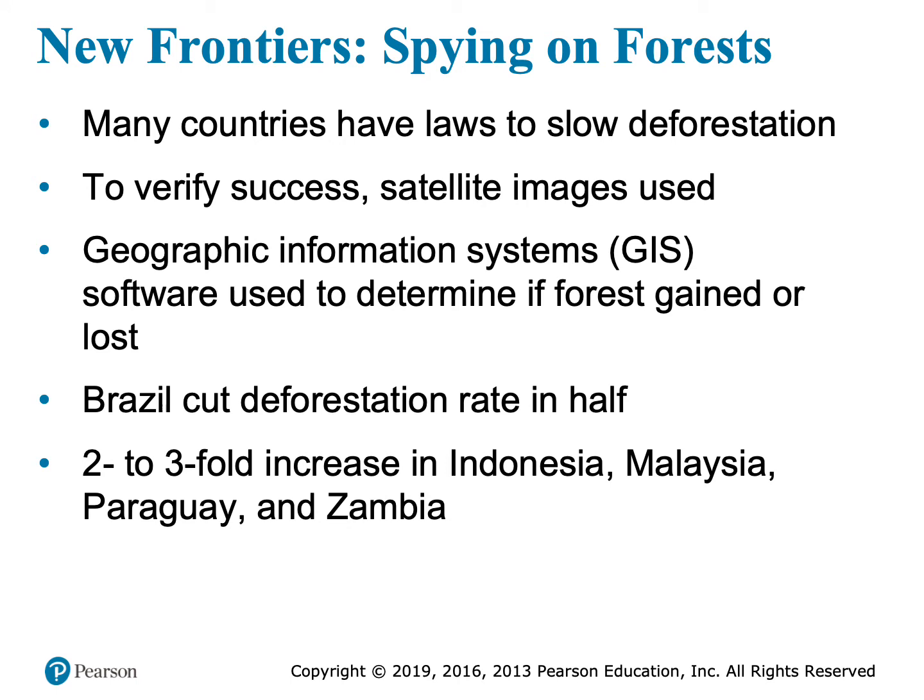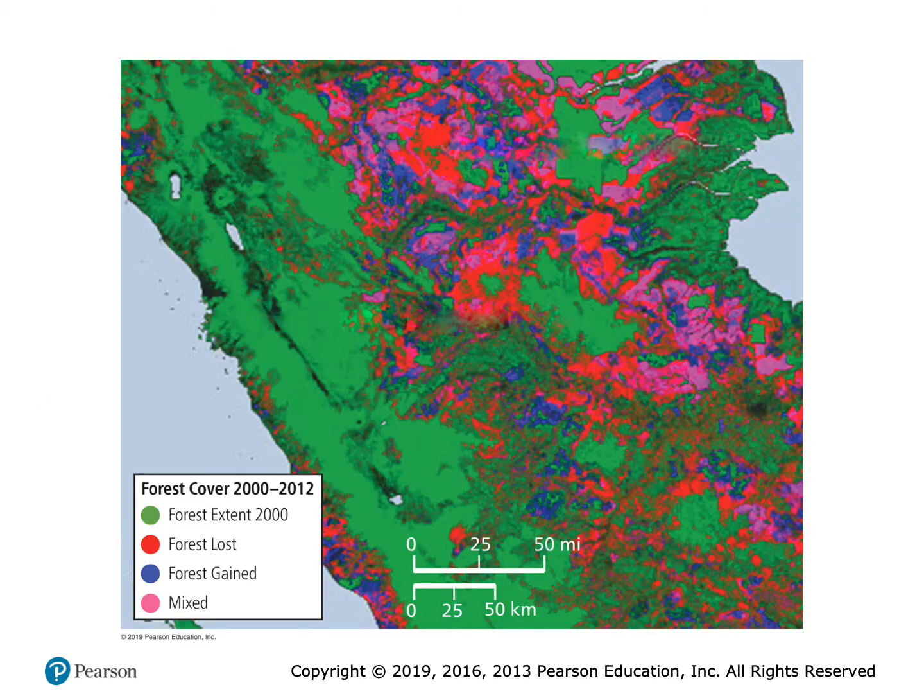Many countries have laws to slow deforestation. To verify their success, we can use satellite images, which are pretty cool. GIS software can be used to determine if forests are gained or lost. And Brazil is a country that has actually cut its deforestation rate in half. But there's been a 2 to 3-fold increase in Indonesia, Malaysia, Paraguay, and Zambia.